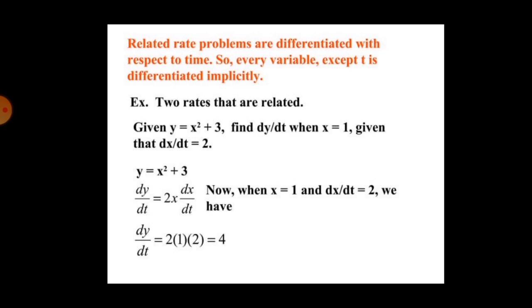So y is equal to x squared plus 3. Our dy over dt is 2x dx over dt. Now when x is equal to 1 and dx over dt is equal to 2, we have dy over dt is equal to 2 times 1 times 2 is equal to 4.